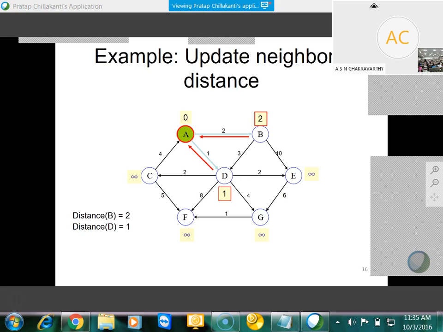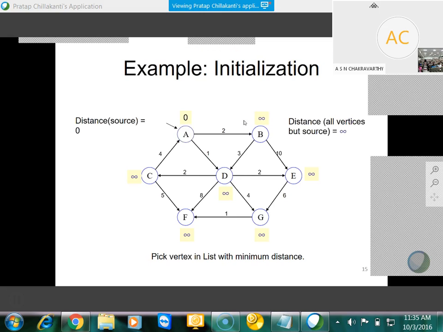Now once you are there, notice one thing: all the distances, remember that this is the distance labeled D, right? So they are all marked infinity to begin with. Notice these things that are highlighted here. This is basically a trace of the algorithm.